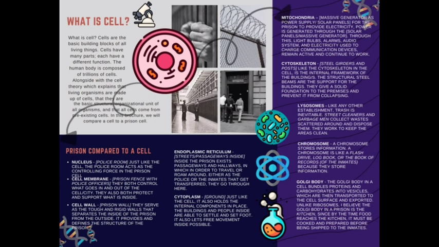They work to keep the areas clean. Chromosomes. Chromosomes carry the basic genetic material DNA, which is responsible for providing hereditary characteristics and genetic information to the various cells. A chromosome stores information. A chromosome is like a flash drive, a logbook, or the book of records, specifically for the inmates because they store information.